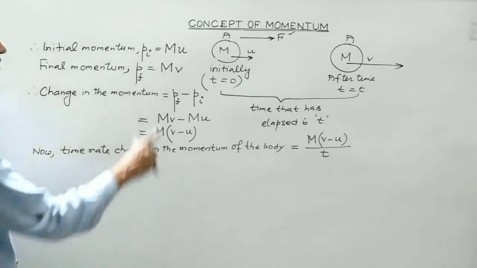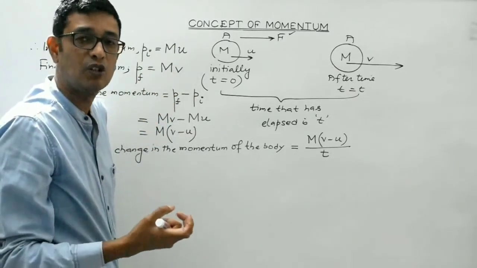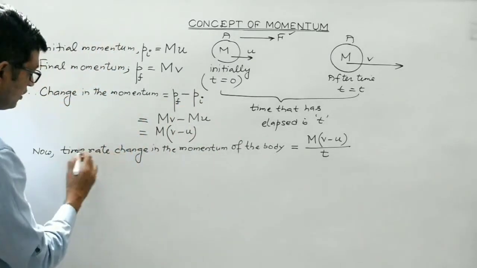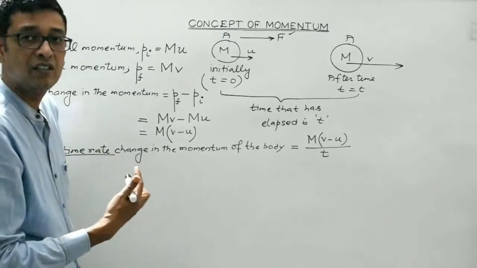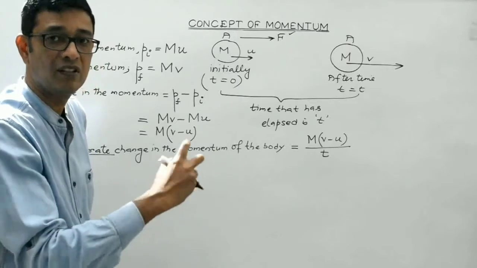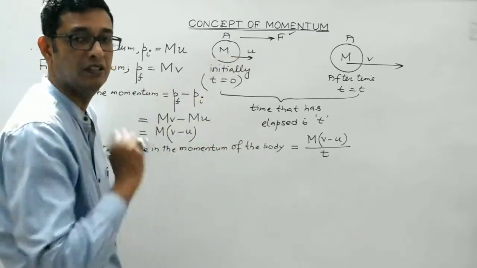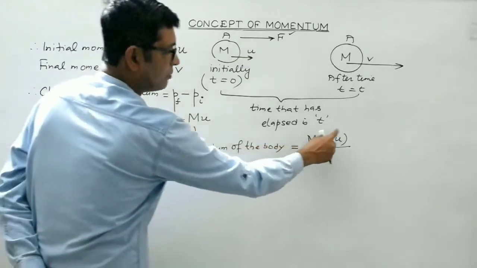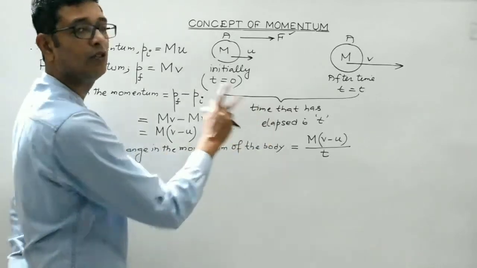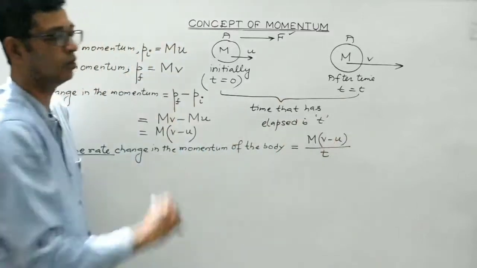Again, I repeat, students. This is the initial momentum, this is the final momentum. Change in the momentum would be equal to the final momentum minus initial momentum. And time rate change means the change in the momentum of the body divided by the time during which that change has taken place, the time taken by that change to happen. So, change in the momentum divided by the time will give us the time rate change in the momentum of the body. Clear?